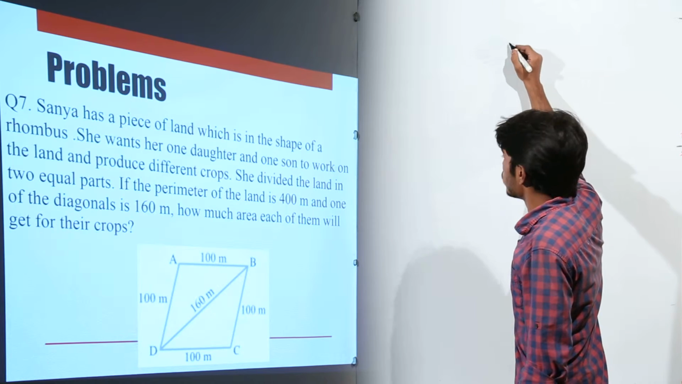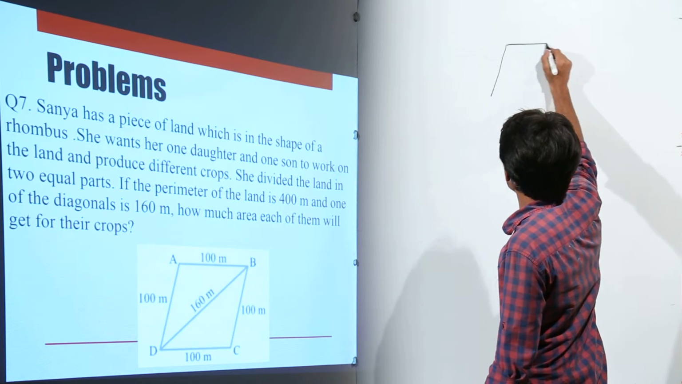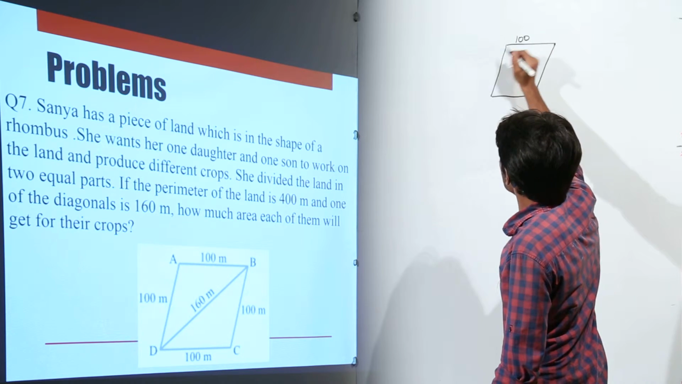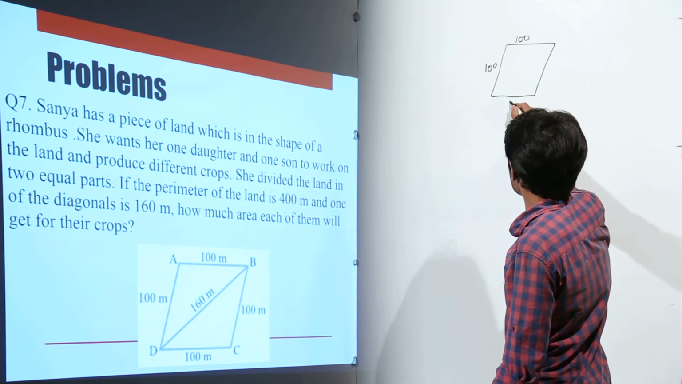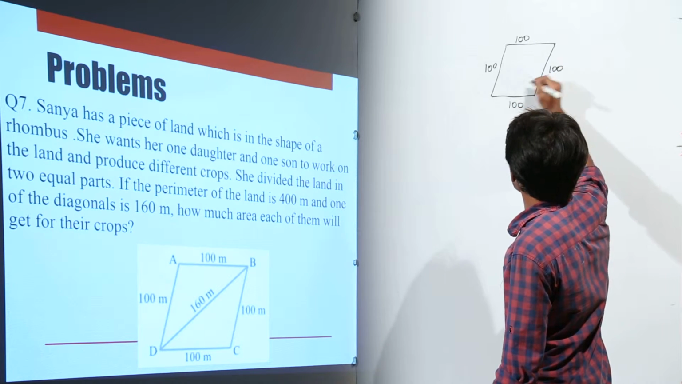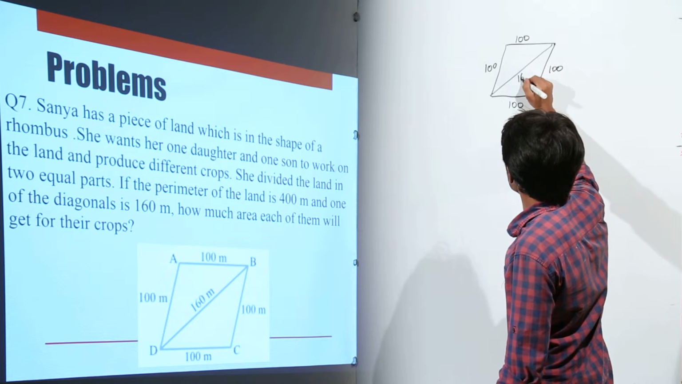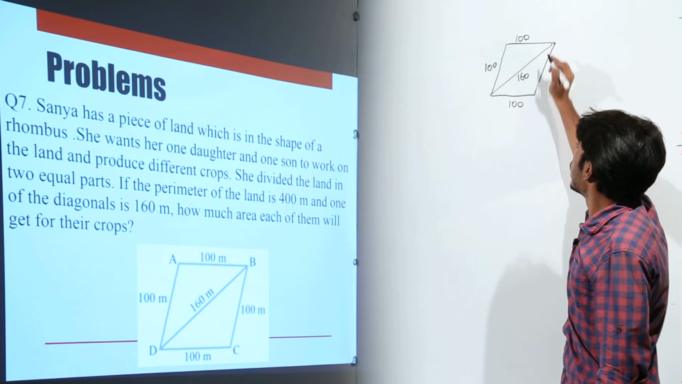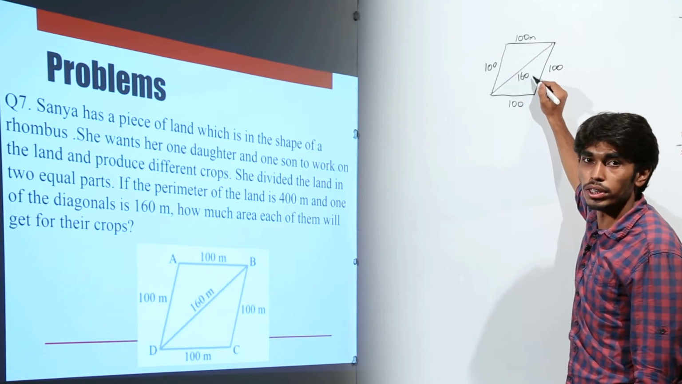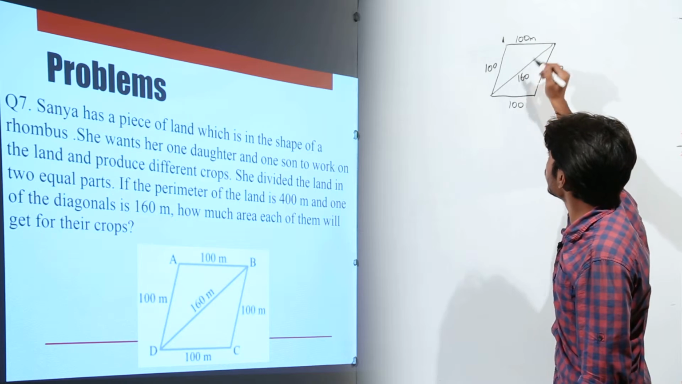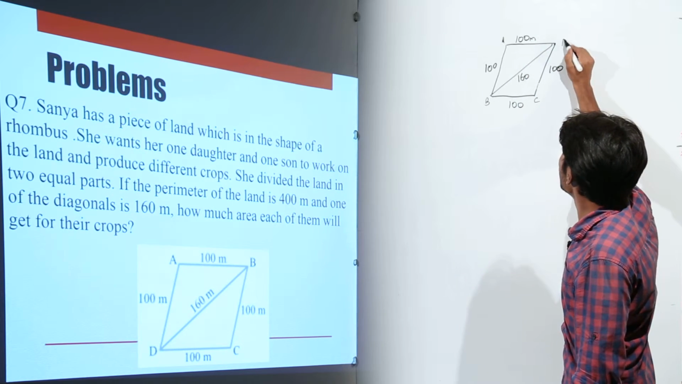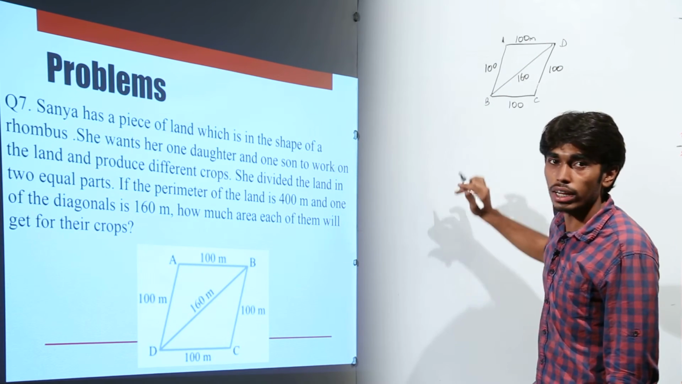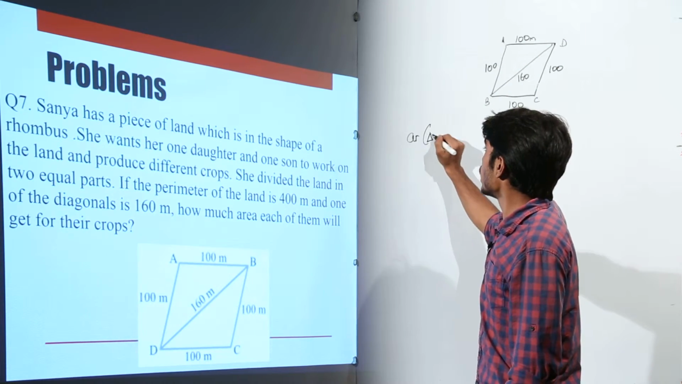Now let's draw the rhombus. The sides of the rhombus are all equal and equal to 100 meters, and the diagonal is 160 meters. Now let's name the rhombus A, B, C, D. To calculate the area of the rhombus, we will first calculate the area of triangle ABD.